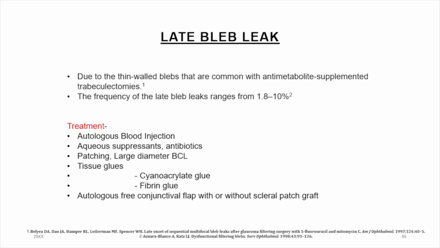The late bleb leak is usually due to thin-walled blebs that are common with the anti-metabolite supplemented trabeculectomies. The frequency of the late bleb leak ranges from 1.8 to 10%. It is usually treated with autologous blood injections, aqueous suppressants, antibiotics, patching using a large diameter BCL, tissue glues like cyanoacrylate and fibrin glue, and autologous free conjunctival flap with or without scleral patch graft.